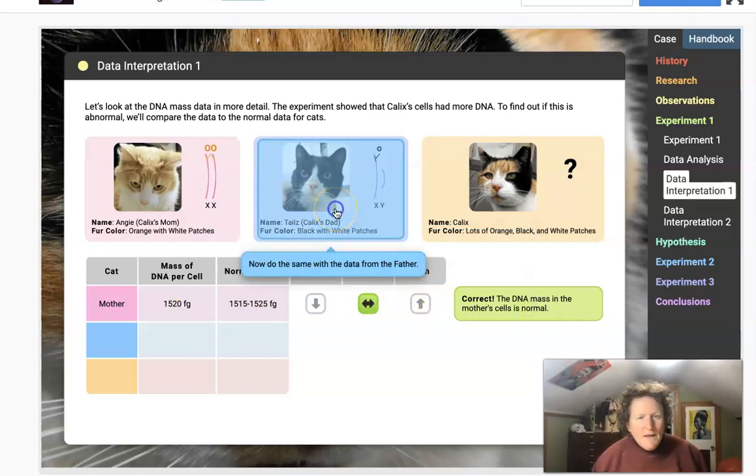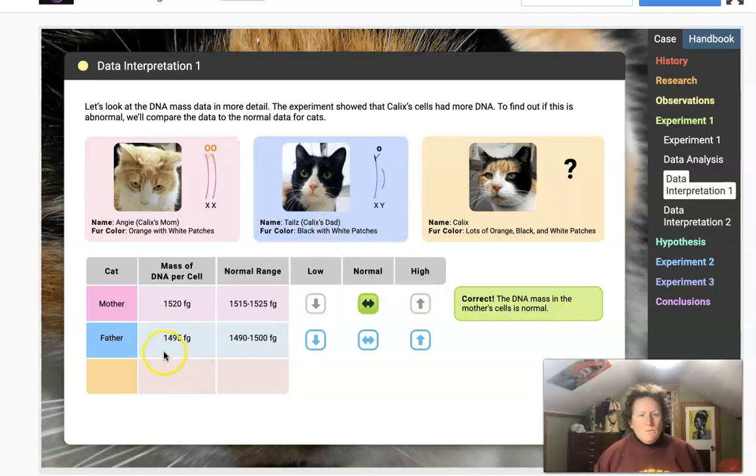Tails, Calix's dad, is 1495, and that's normal for males, because they have a Y chromosome that's a little bit smaller, so they have a little bit less mass of DNA in their cells. That's normal, because that Y chromosome is smaller. He is right in the middle of normal as well. 1495 is right between 1490 and 1500.